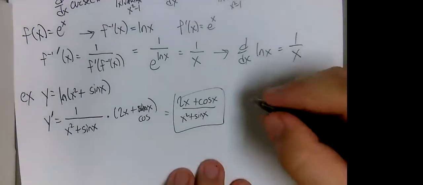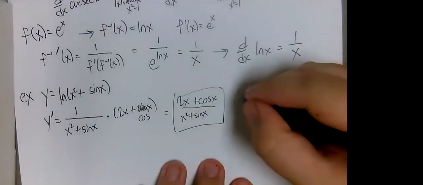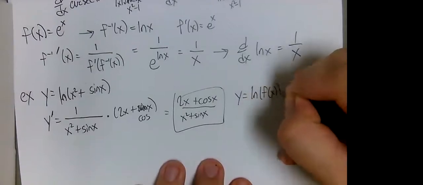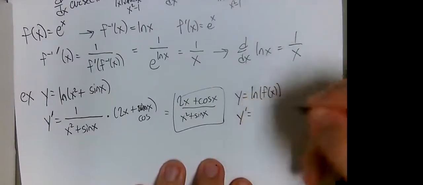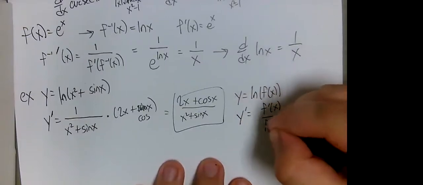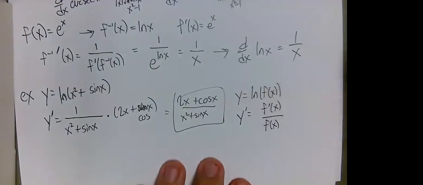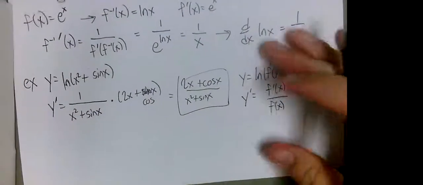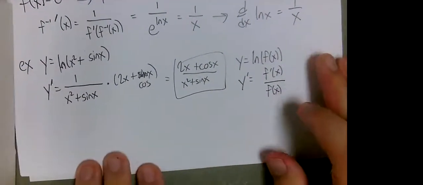And in general, if we have y being natural log of any function, then y prime will be the derivative of the inside divided by the original function. And this is going to be a fact we're going to use here in just a few examples. All right, next one.